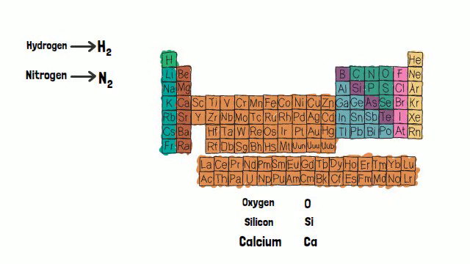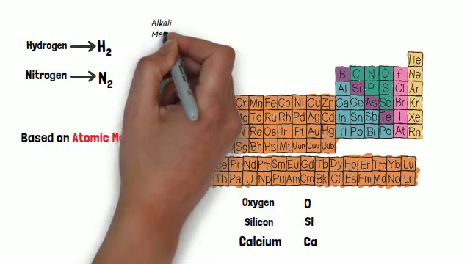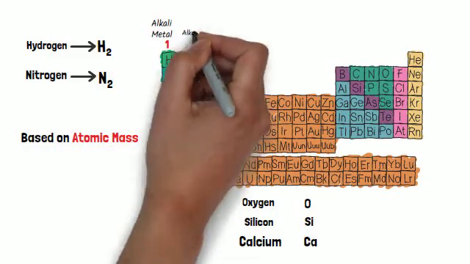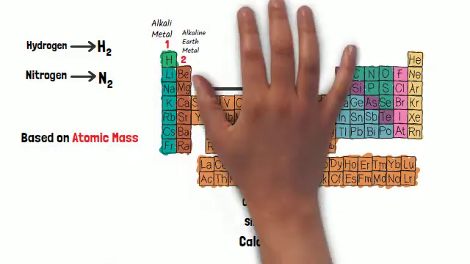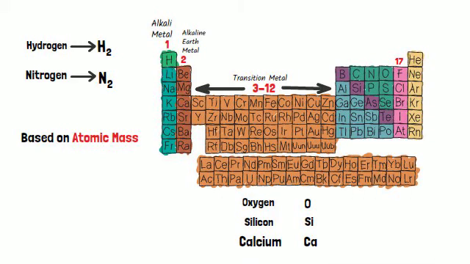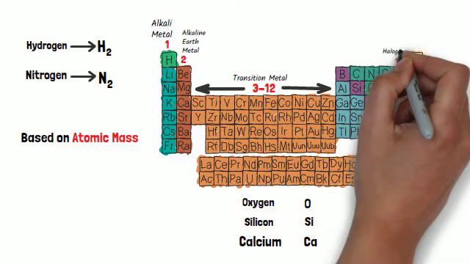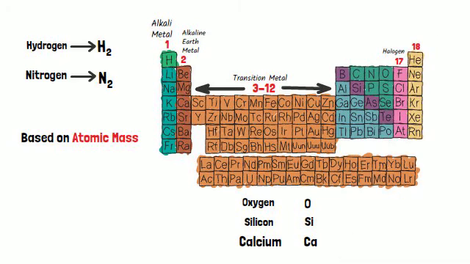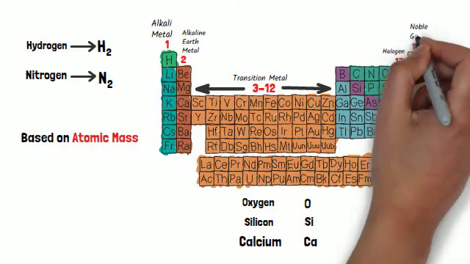When you look at the periodic table, elements are listed out in order of their atomic mass to group them. Elements with similar chemical properties can be found in columns called groups. Group 1 elements are known as alkaline metals. Group 2, alkaline earth metals. Group 3 to 12 are your transitional metals. Group 17 elements are halogens. And lastly, Group 18 are your noble gases.